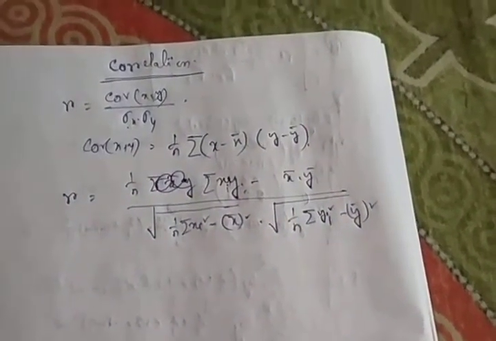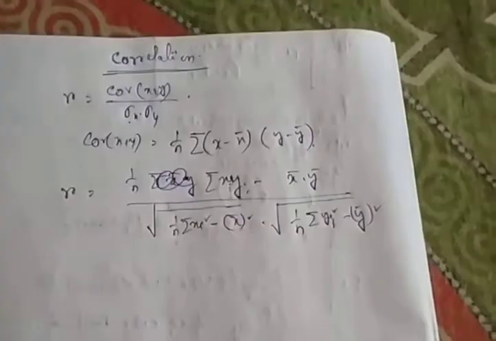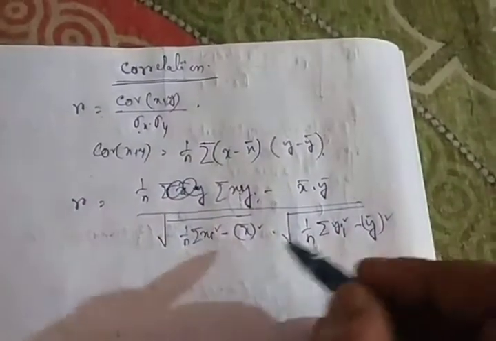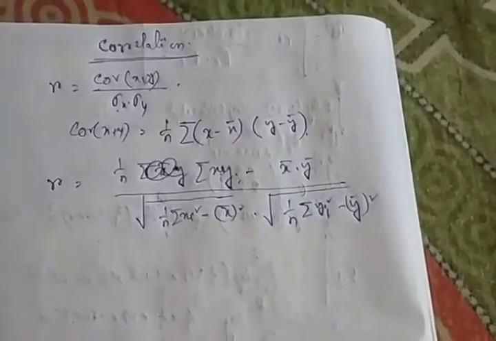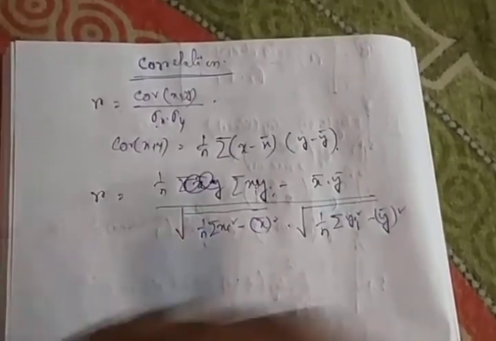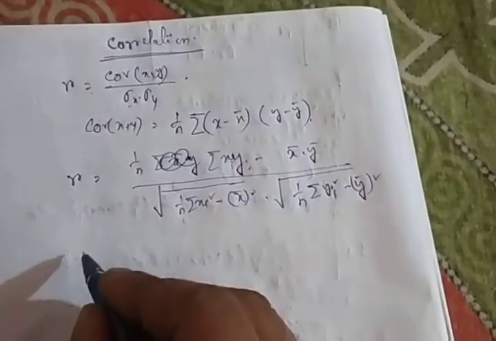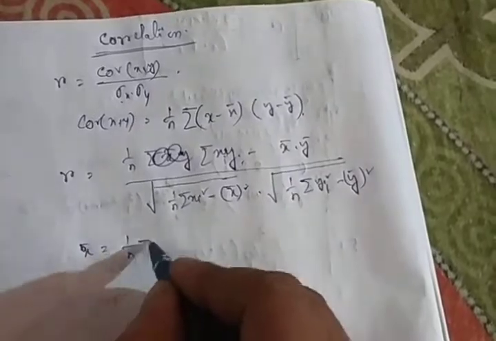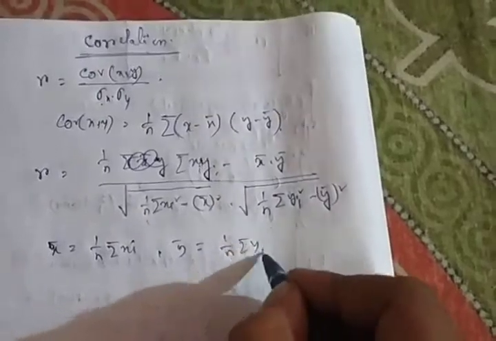Now, if x bar and y bar are not whole numbers, then the square of x bar will be very difficult to calculate, or this will be a complicated calculation. So if x bar and y bar are not whole numbers, then we will change this. As we know, x bar equals 1 by n summation xi and y bar equals 1 by n summation yi.